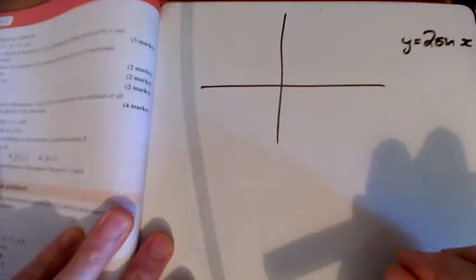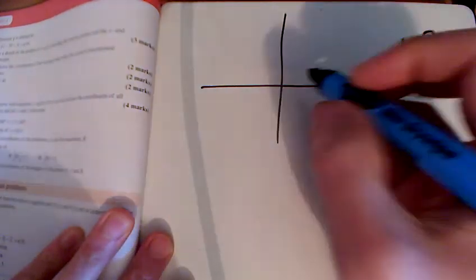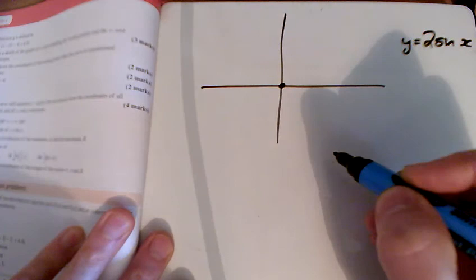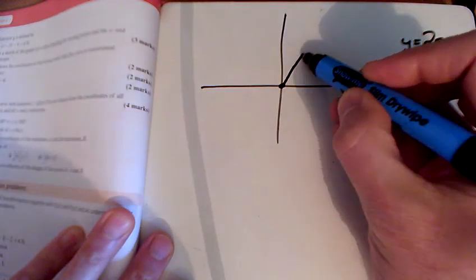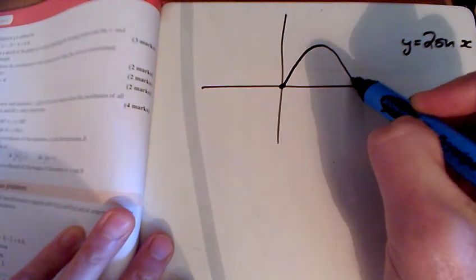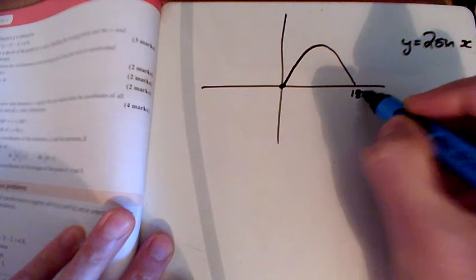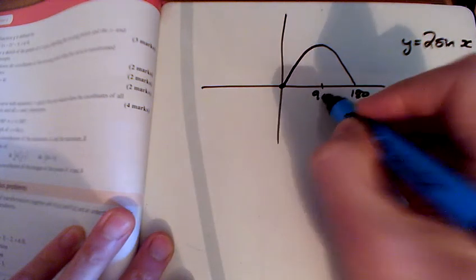Question 5, we've got a trig graph to do. We're going to draw a sine graph, and sine x starts at 0, and it goes all the way up and then all the way down until you get to 180 here. The highest point there is at 90.